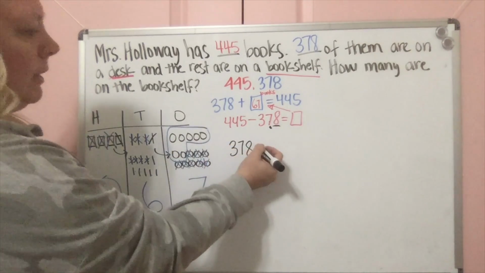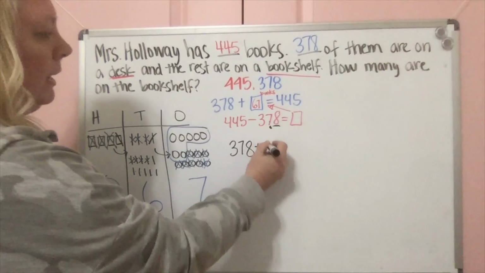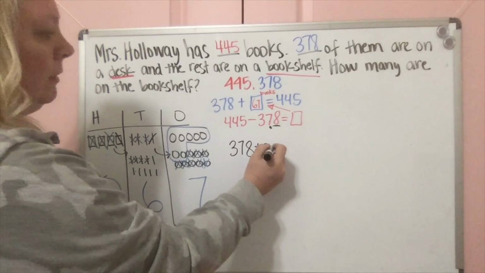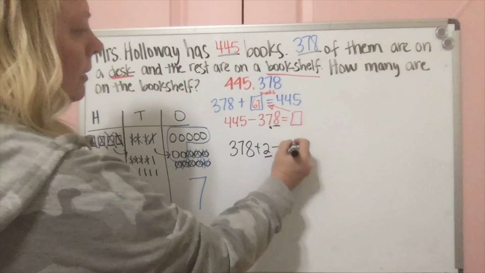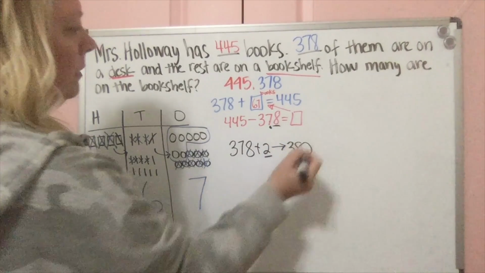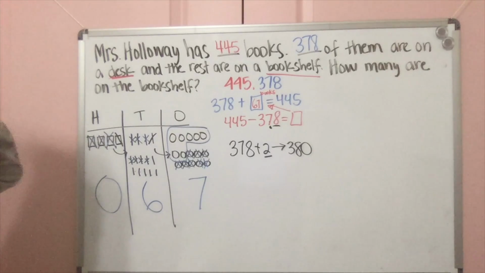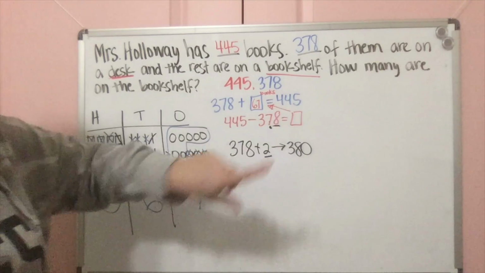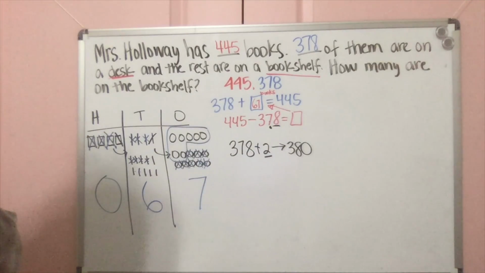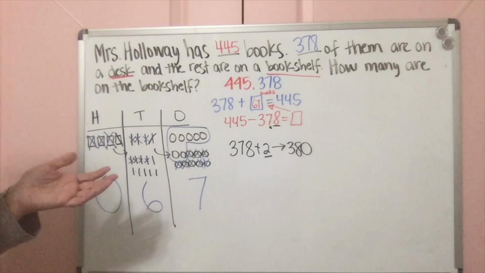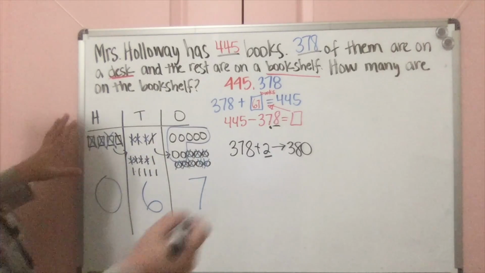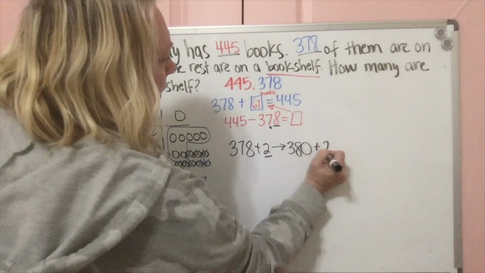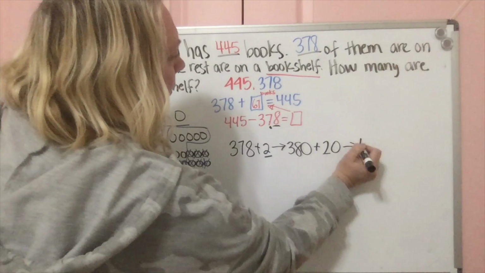So I know if I'm going to add 2 to this right here, it's going to get me to 380. Okay, so what can I add to get to 400? Because we have to get all the way up to 445. So what can I add to 380 to get up to 400? Well, I know 80 plus 20, that's right, is going to get me to 400.